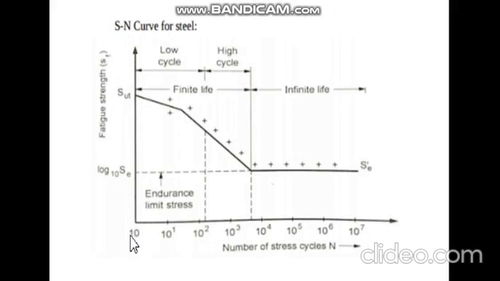And here you see, it's not 10, it's 10 to the power 0, 10 to the power 1, 10 to the power 2, 10 to the power 3, 10 to the power 4, 10 to the power 5, 10 to the power 6, 10 to the power 7. On this side it is fatigue strength. On this side, number of cycles are plotted like this.